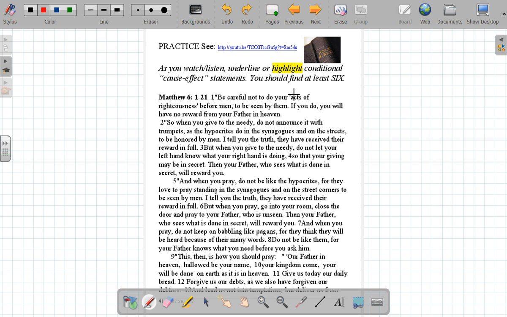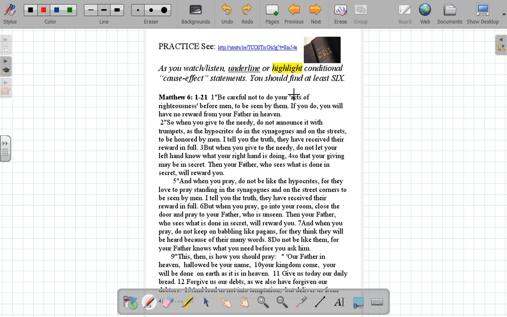And when you pray, do not be like the hypocrites. They love to pray standing in the synagogues and on the street corners to be seen by others. Truly, I tell you, they have received their reward in full. But when you pray, go into your room, close the door, and pray to your Father who is unseen. Then your Father, who sees what is done in secret, will reward you. And when you pray, do not keep on babbling like pagans. They think they will be heard because of their many words. Do not be like them. Your Father knows what you need before you ask Him.